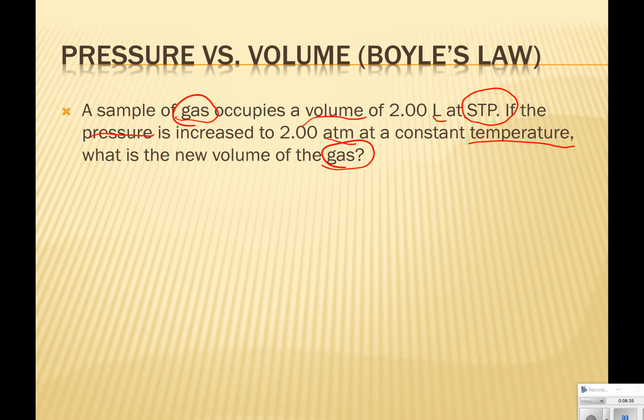And the first thing that we want to do is define what we have. So using the units that we have in the problem, let's determine the initial starting conditions and ending conditions of our gas. Now the sample of gas occupies an initial volume of 2.00 liters. We have 3 sig figs there. We want to keep track of this. The initial pressure, they don't tell us what it is, but they tell us that it's at STP. So that's standard pressure. In this case, we're going to use atmospheres.